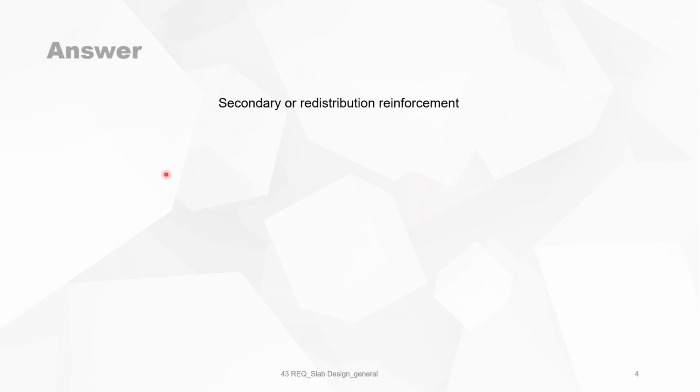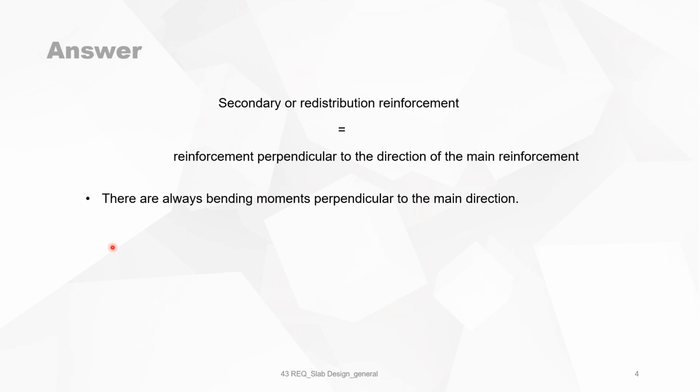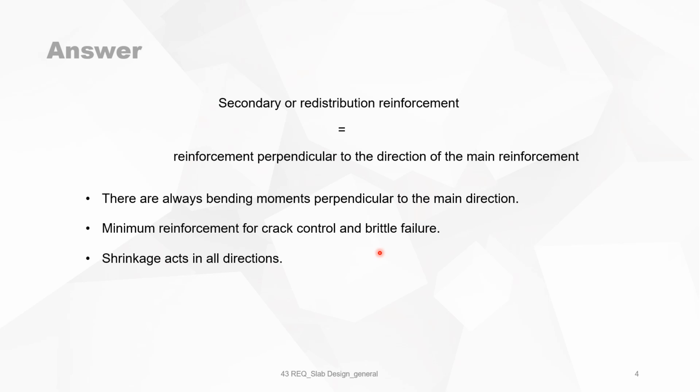Secondary or redistribution reinforcement is the reinforcement perpendicular to the direction of the main reinforcement. And you have to take the secondary reinforcement into consideration because there are always bending moments perpendicular to the main direction. The minimum reinforcement for crack control and brittle failure must be put.